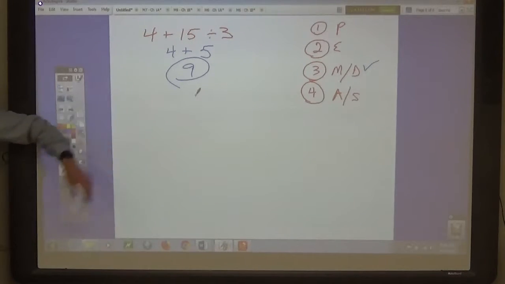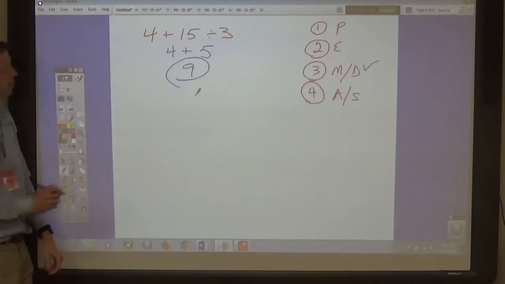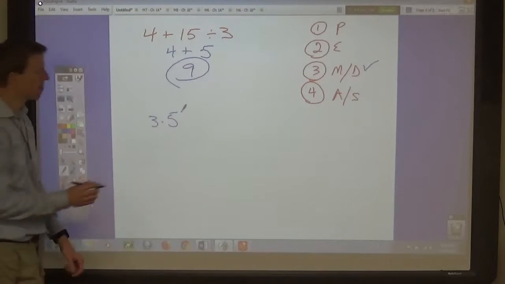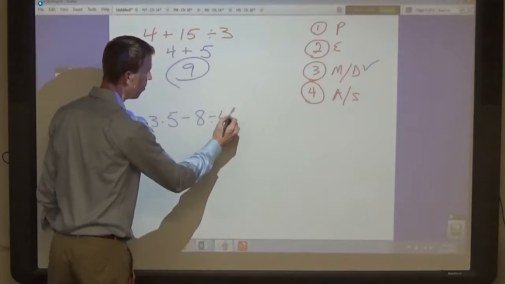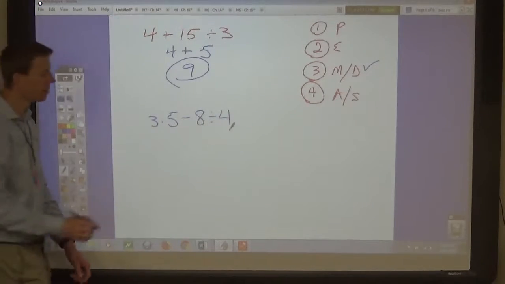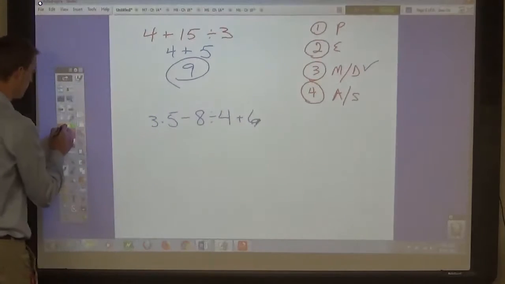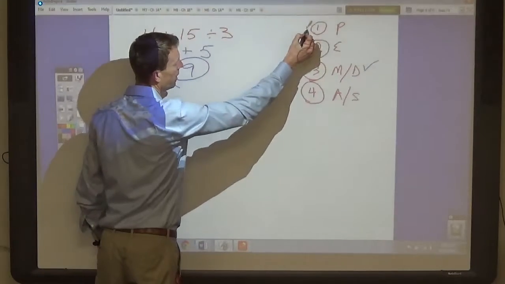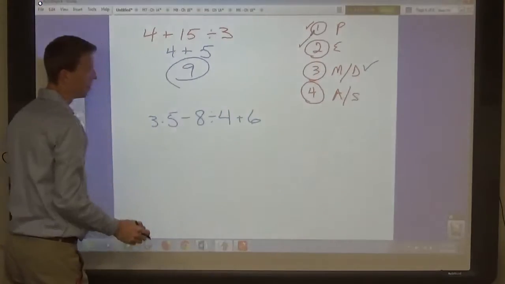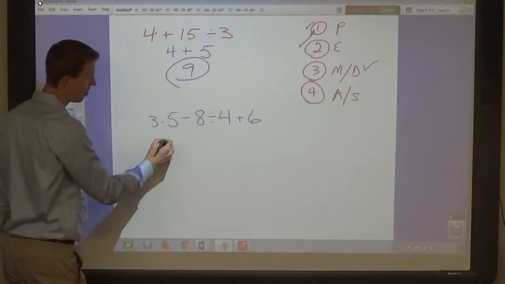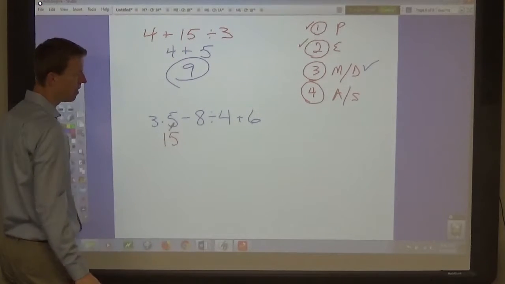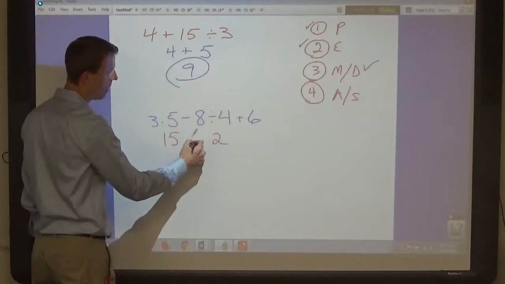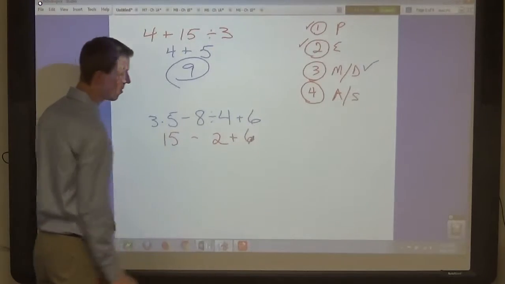Watch this one. Example 2 in your book. 3 times 5 minus 8 divided by 4 plus 6. So, there's no parentheses, there's no exponents. Do all multiplication and division. 3 times 5 is 15. 8 divided by 4 is 2. Then bring down the addition and subtraction.